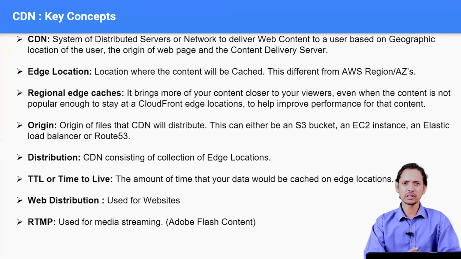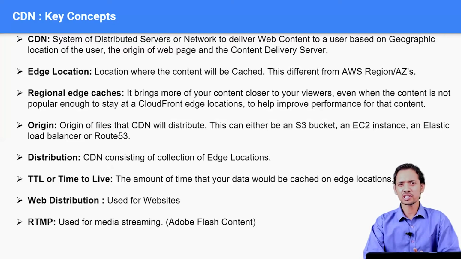While talking about CDN or CloudFront, there are multiple terms that you need to understand. First of all, what is CDN? CDN is this system of distributed servers along with the origin and the network that connects all these edge locations, regional edge cache, the user and the origin. Now what is edge location? Edge location is that content delivery server which is located nearest to the user. These servers are called edge servers and the location is called edge location. Now these are different from AWS regions and different from your availability zones.